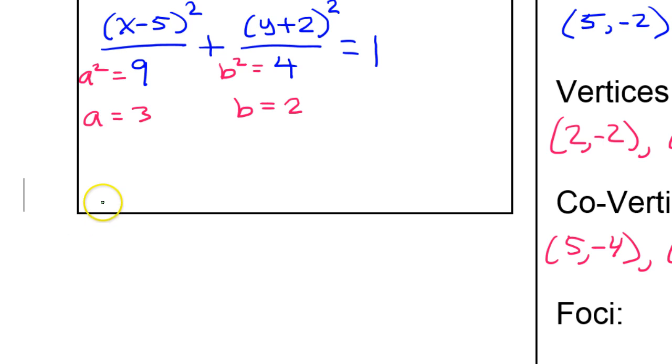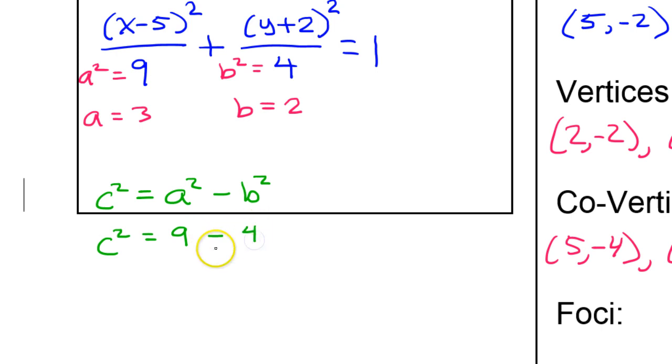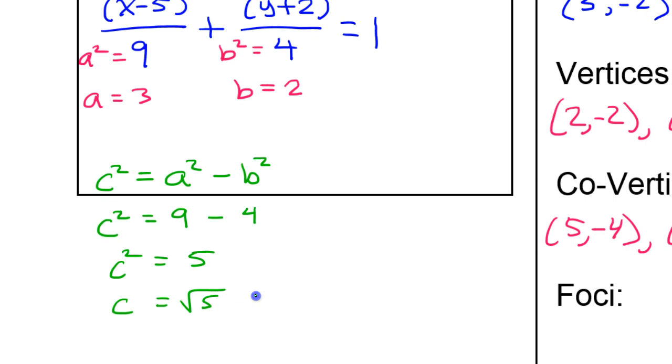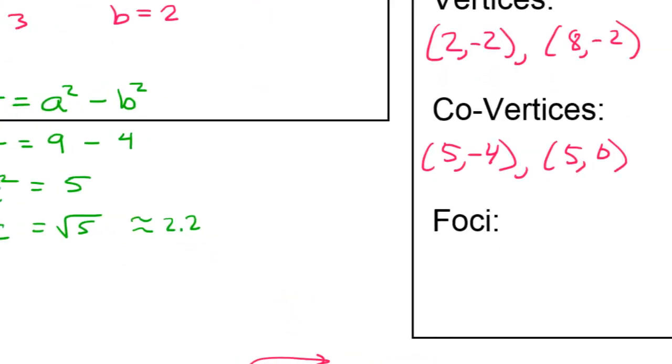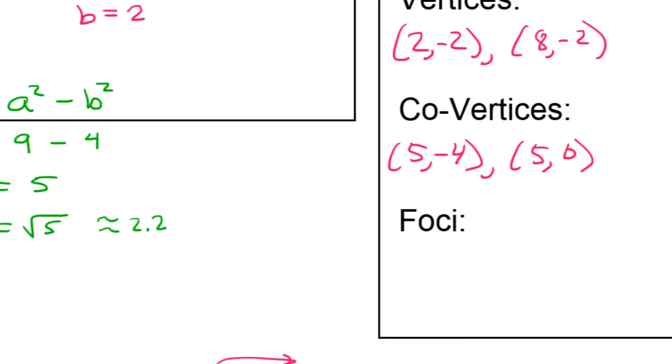We know that for an ellipse, c squared is equal to a squared minus b squared, which means that c squared is equal to 9 minus 4, which means that c squared is equal to 5, which means c is equal to radical 5. Now radical 5 is approximately 2.2, and I will use that to help me graph, but when I label things, I will use the perfect radical, all right, as opposed to an approximation.